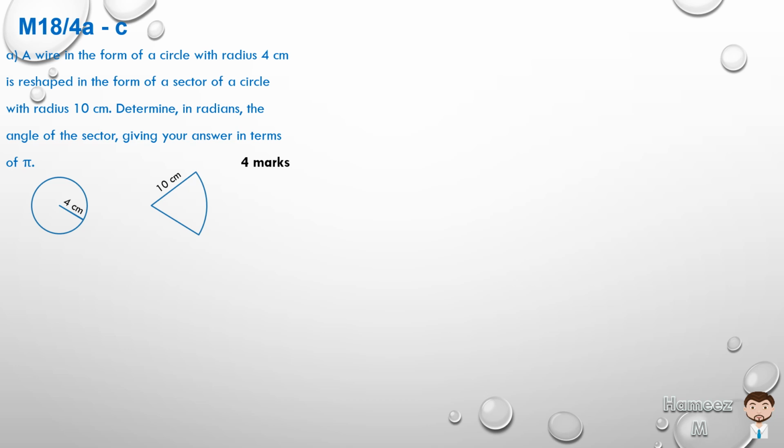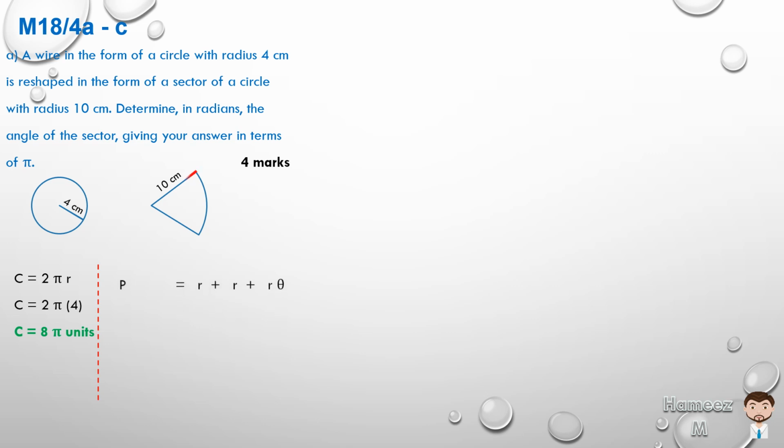So let's consider the length of the wire in the diagram on the left in the circle. That is known as the circumference. So circumference is equal to 2 pi r, which is equal to 2 pi times 4. 4 2s are 8, so circumference is equal to 8 pi units. And since the length of the wire remains the same, it means the perimeter of the sector will be the same as the circumference of the circle.